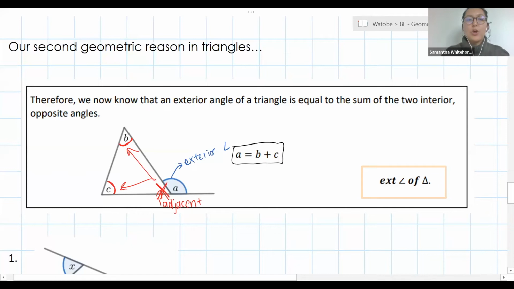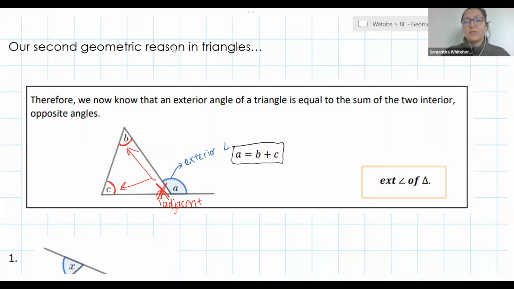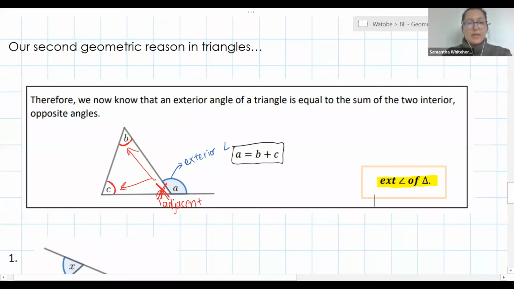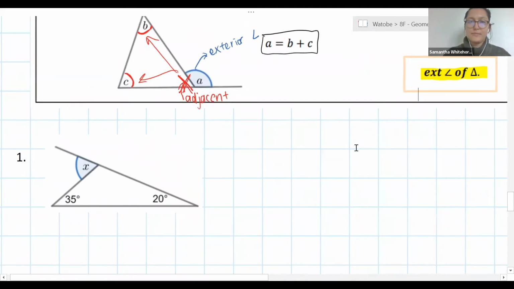Okay, so when using this, we know we always have to give a reason. And my reason here for working with an exterior angle of a triangle is "exterior angle of triangle". So that will be the reason we pop into our brackets when we look at some questions. So again, I'm going to do the first one with you guys, and then we'll have a try at one by ourselves. Let's have a look at an example together of how we use this reason.